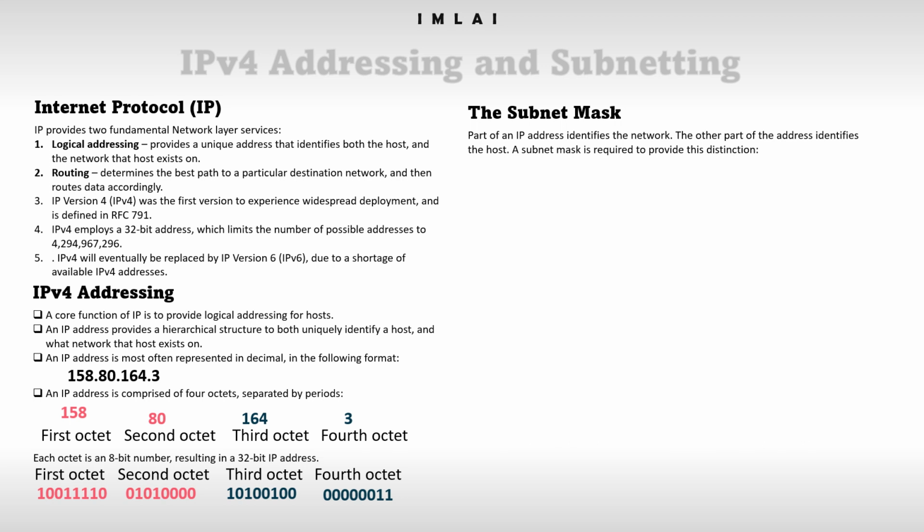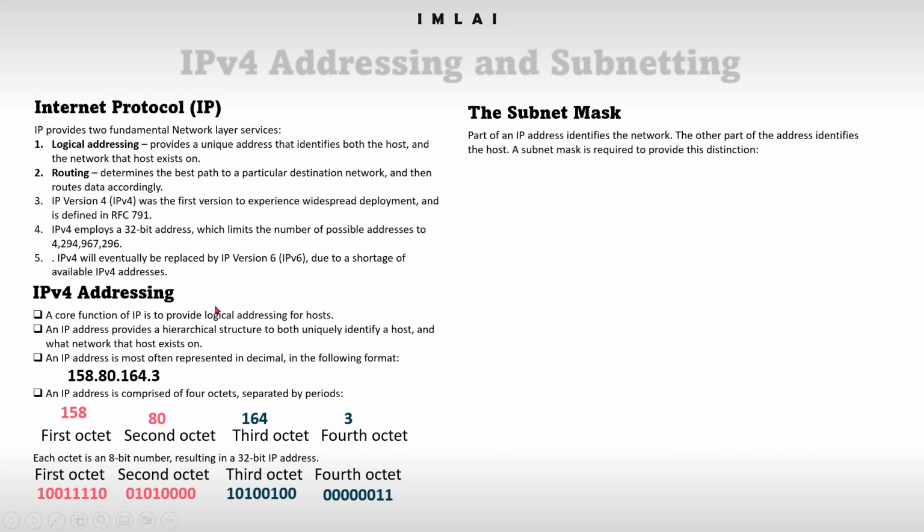That is your subnet. Whereas a subnet mask is completely a different concept. It's related to the addressing. It's related to the internet protocol. It's not at all related to the hardware concept. So this is called the subnet mask, and that is subnet. The subnet mask is part of an IP address which identifies the network. The other part of the address identifies the host.